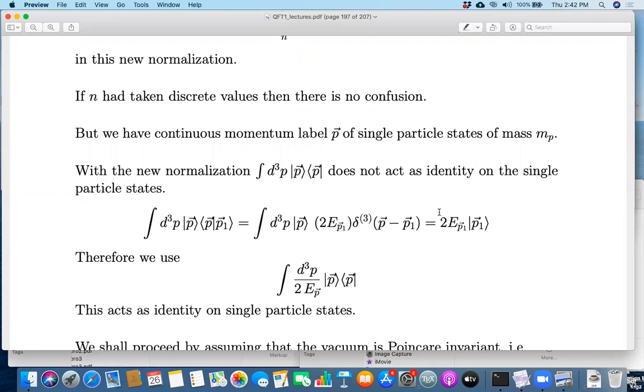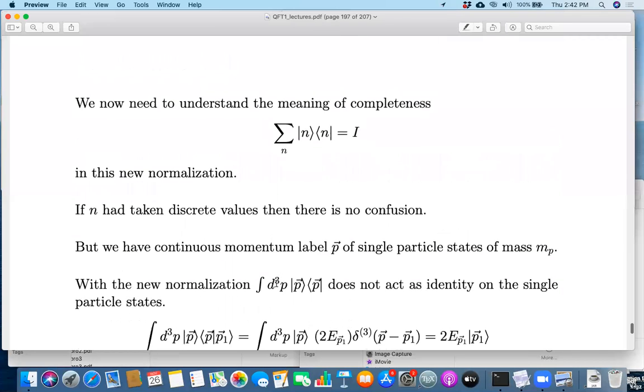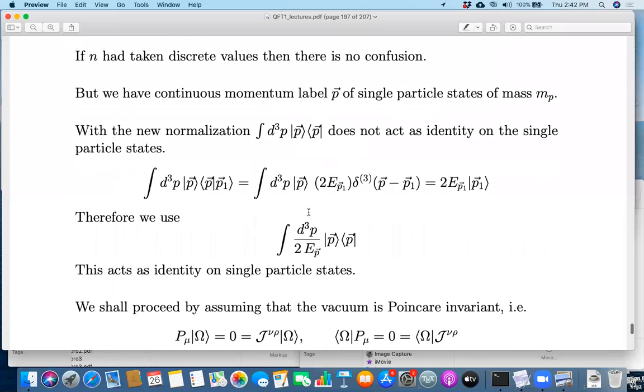But this, of course, suggests a remedy. What you should do, and the remedy simply is, what we will mean by the sum when it comes to single particle states is that we'll write this as integral d3p over 2 ep times this combination pp. In that case, this 2 ep will be replaced by 2 ep1 because of this delta function, and will cancel this 2 ep1 that appears here. And so this acts as identity acting on single particle states. Are there questions?